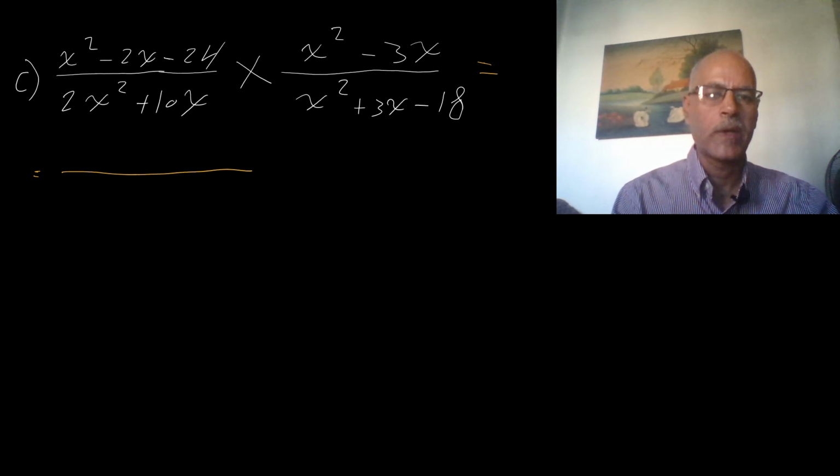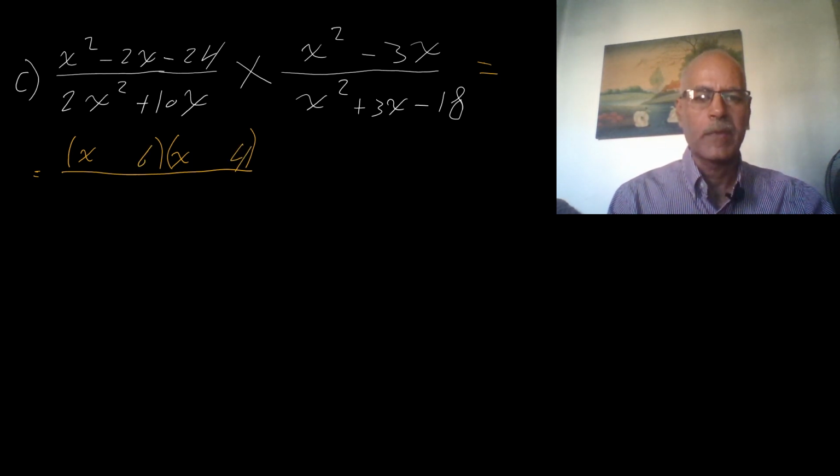So x squared minus 2x minus 24, we open two brackets: x squared, x and x. Negative 24, 6 times 4 equals 24. The last term is negative, so the two signs are different, one positive and one negative. The greater one takes the middle sign. It's x minus 6 and x plus 4, over 2x power 2 plus 10x.